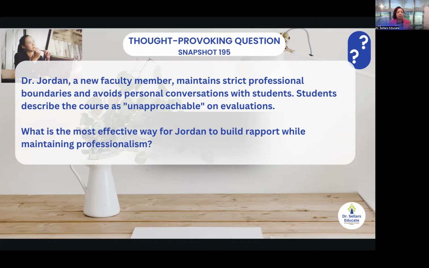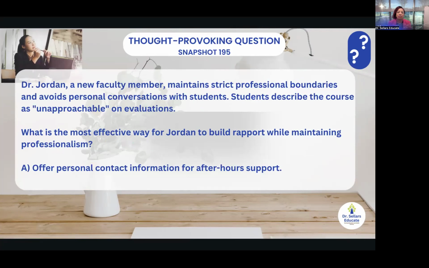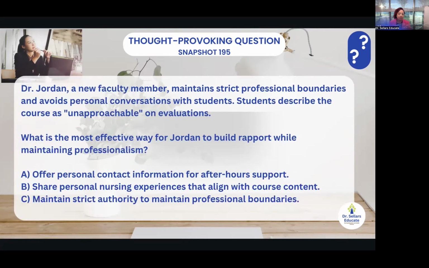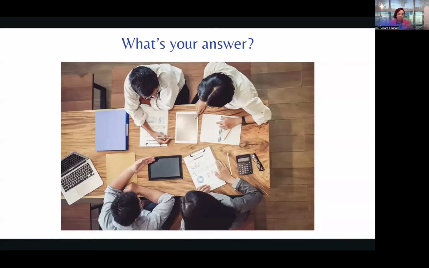All right, so what is the most effective way for Jordan to build rapport while maintaining professionalism? Let's see what our options are with Dr. Jordan. A is offer personal contact information for after-hour support. B is to share personal nursing experiences that align with course content. And C is maintain strict authority to maintain professional boundaries.